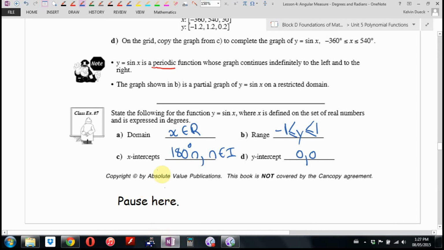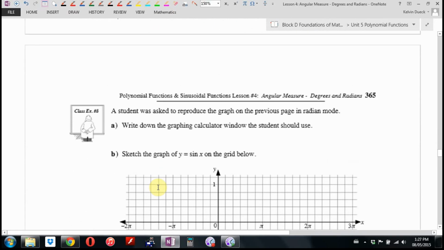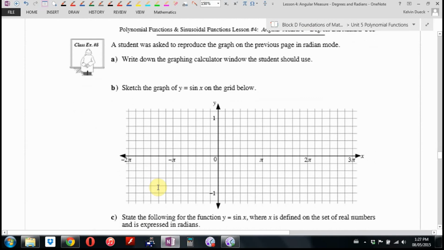So we've been looking at the sine graph. We paused here. Can you go to page 365, example 8? This time we're going to reproduce this in radian mode. Just as a review, Rich, thank you.